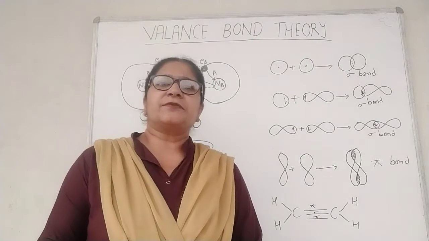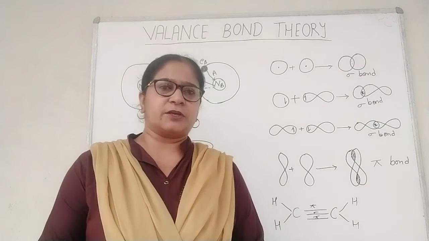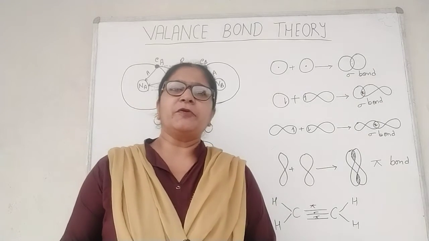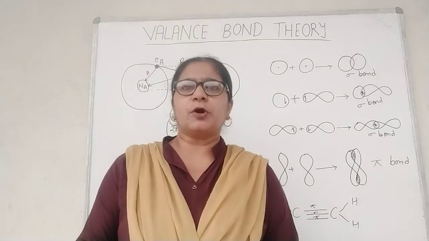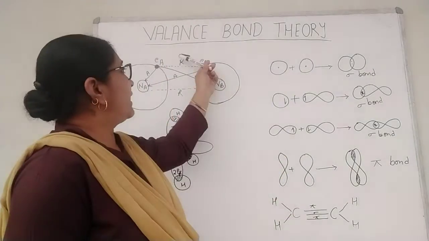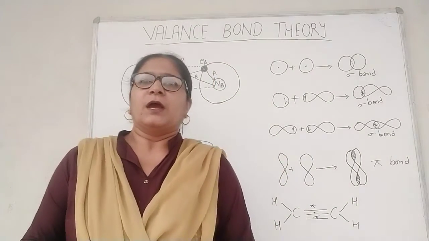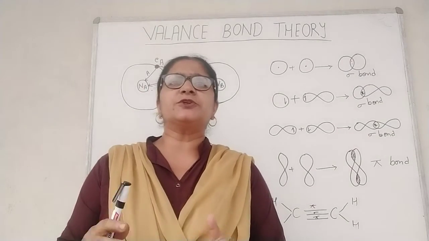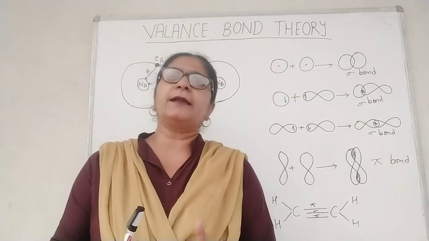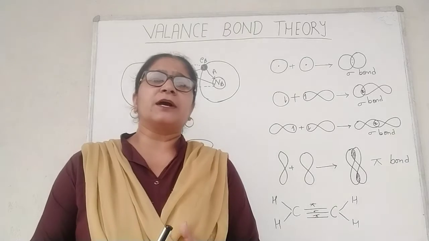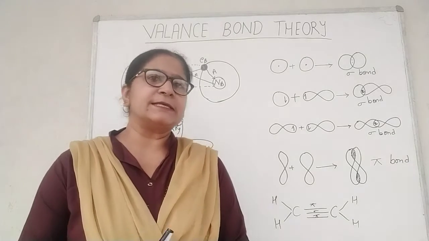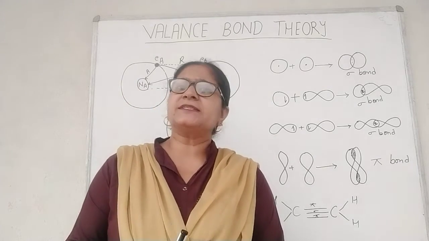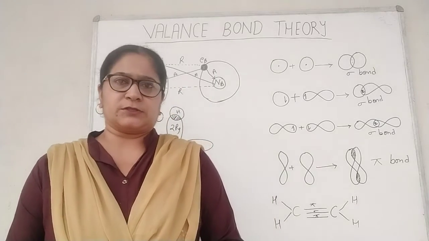In our last class we discussed VSEPR theory, but today we will discuss our new topic, that is valence bond theory. The valence bond theory was introduced by Heitler and London and was developed further by Pauling and Slater. It explains the formation of covalent bonds.